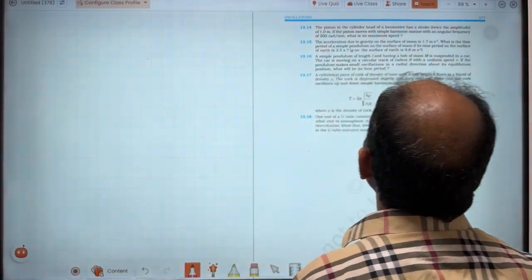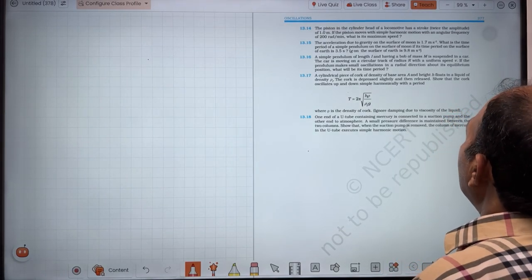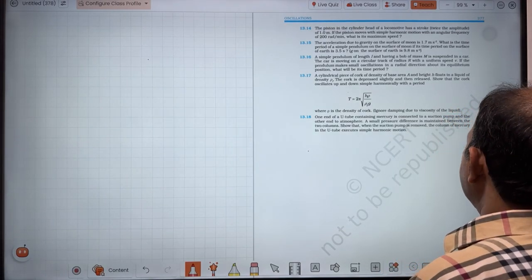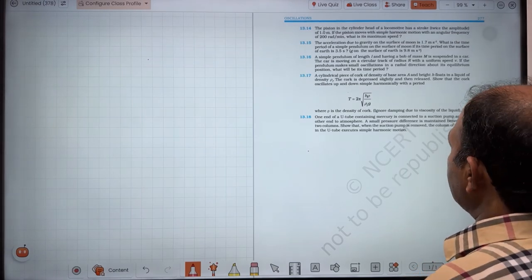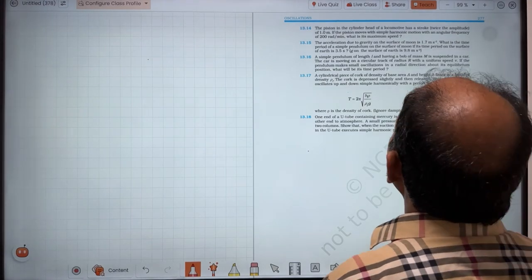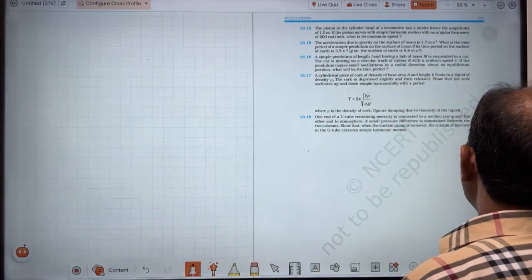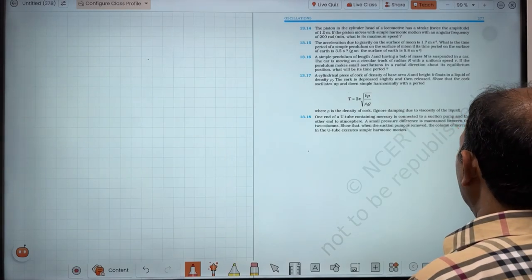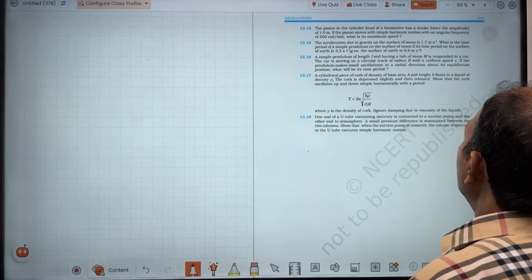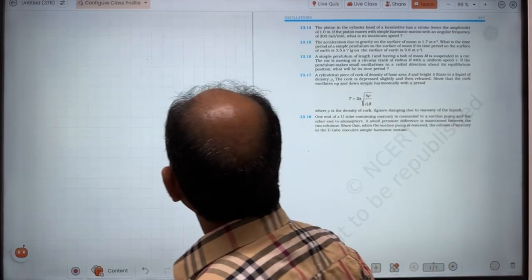Next question says, a cylindrical piece of cork of base area A and height h floats in a liquid of density rho. The cork is depressed slightly and then released, so that the cork oscillates up and down simple harmonically with a period of T equal to 2 pi root of h rho upon rho 1 g.